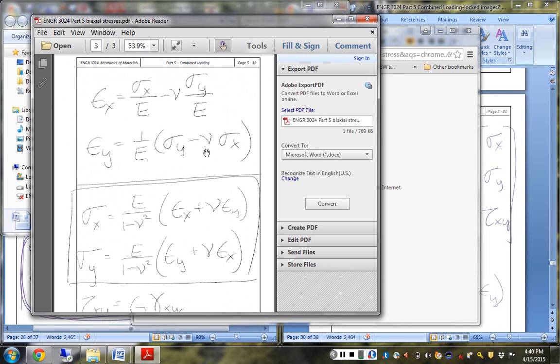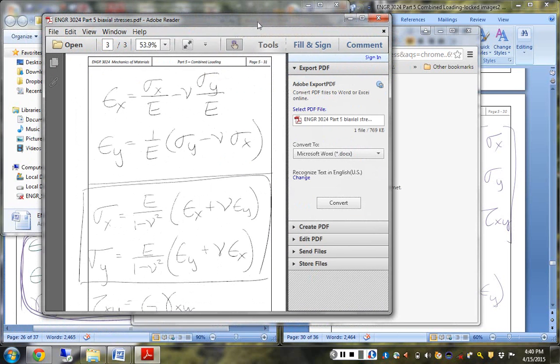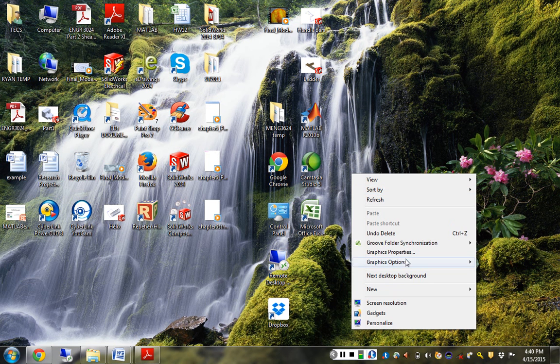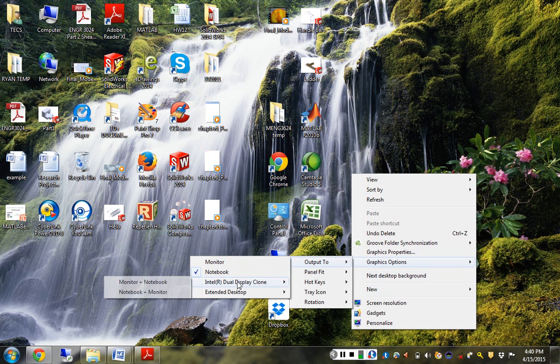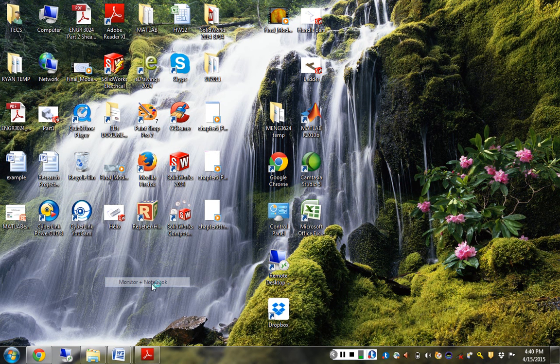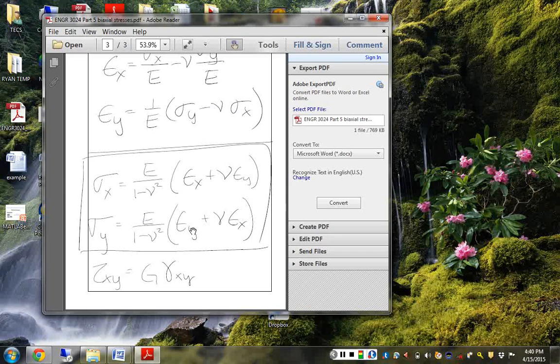All right. Yeah, okay, so modulus over 1 minus nu squared. Where did that go? Why isn't this showing anything to you? What's going on here? We might have to use this other screen. Output to clone. Right. We'll all crowd around the screen. Where did it go? There we go. There they are.